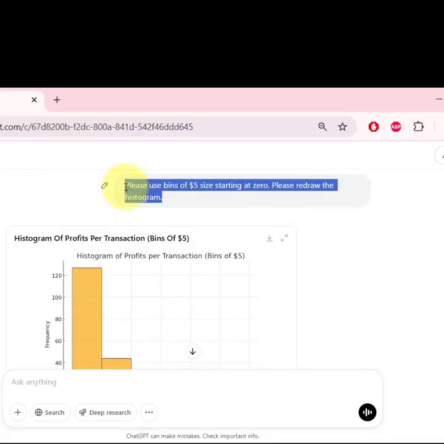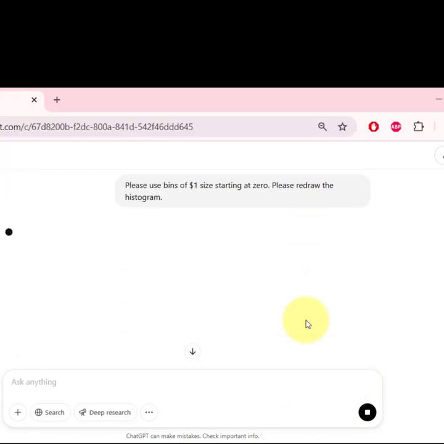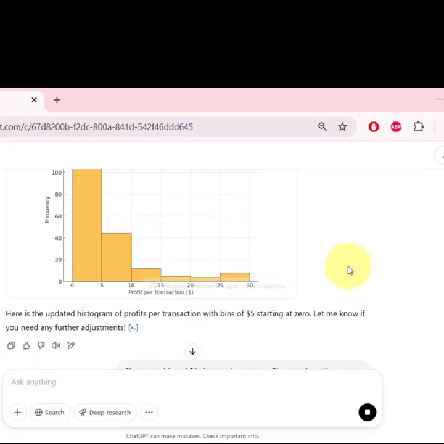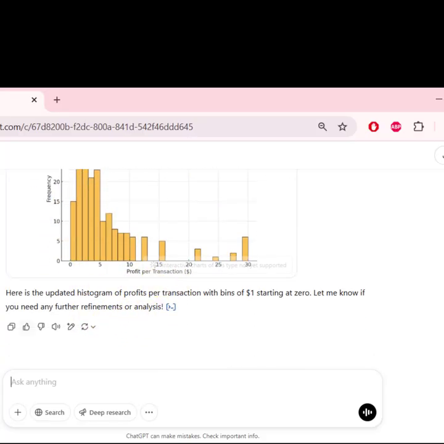Now let's take this a step further and say, hey, what would happen if we did $1 bin size? And so please redraw the histogram so you can see what that would look like. Sometimes you want bigger bins to be able to see the distribution in general. Sometimes you want smaller to be able to see the detail. So here you're able to see there's much more smaller than bigger. But if we do the $1 bins, we're going to see kind of the same, but it's just going to be spread out among the various parts.